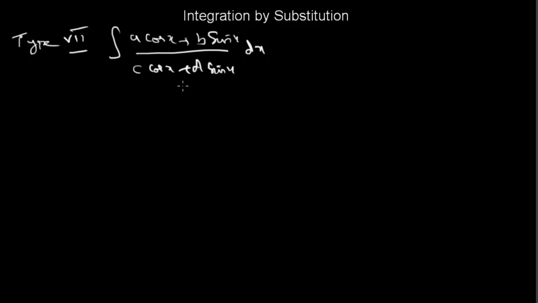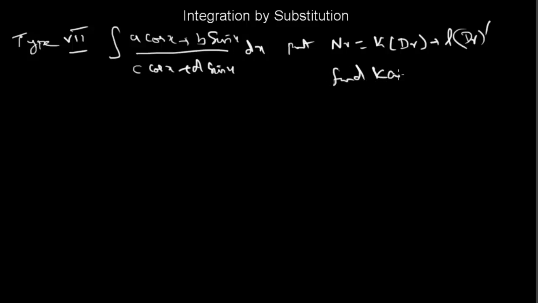At that time you have to put numerator is equal to k into denominator plus L into differentiation of denominator and find out k and L. Put numerator equal to k into denominator plus L into differentiation of denominator. Denominator dash means the differentiation of denominator. Find k and L and proceed. This is the hint given.